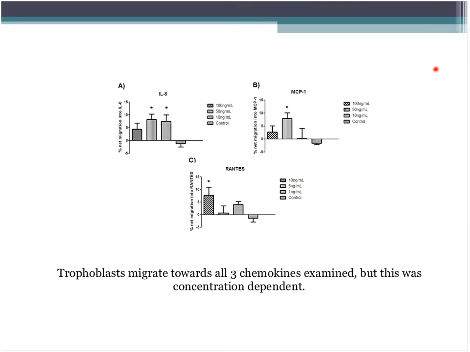And so we looked at 3 different chemokines, which are known to be around the uterine environment, but are also known to be expressed by endothelial cells and show increased expression in low shear stress. What we saw was that trophoblasts migrate towards all 3 of these chemokines, although this appeared to be quite concentration dependent. In the case of RANTES and MCP1, they only significantly migrated at 1 concentration used. But it was a start.